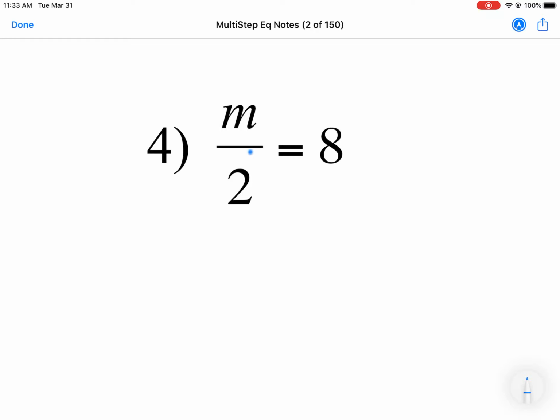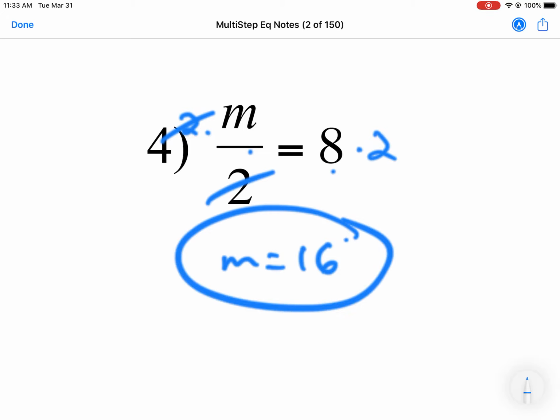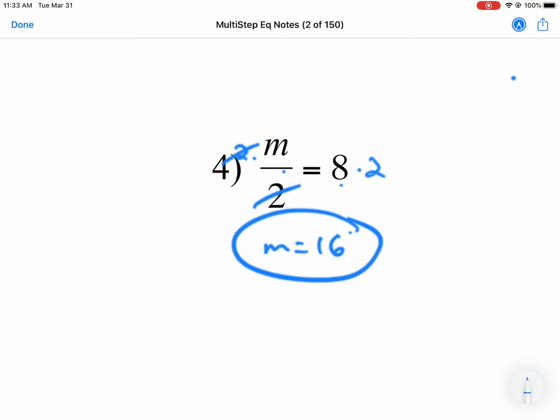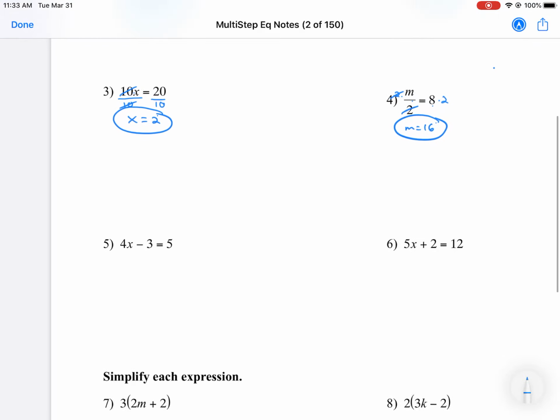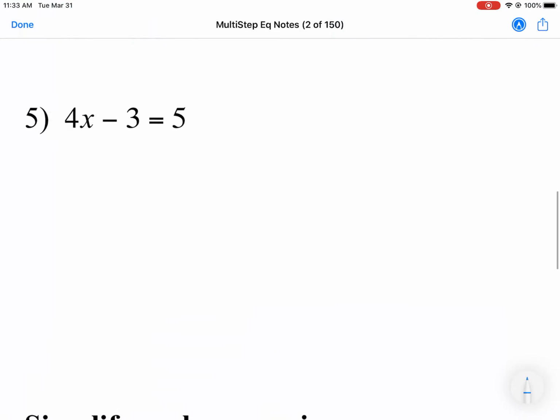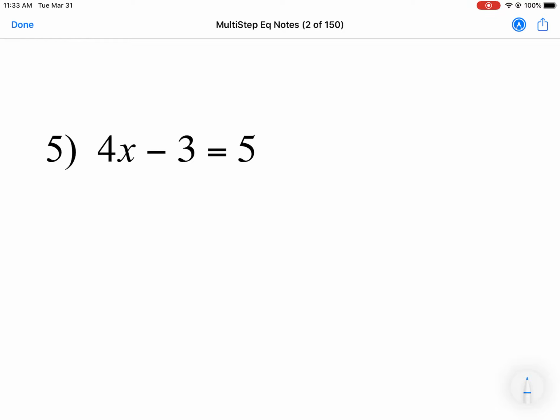All right, now we have division going on here. m divided by 2 equals 8. You need to ask yourself, okay, I want to get m by itself. What is the opposite of dividing by 2? That is multiplying both sides by 2. So these 2's will cancel. So then we have m equals 16, because 8 times 2 is 16. Sound good? And 16 divided by 2 will give us 8, so we know our m is good. So that was just a very quick review on one-step equations.